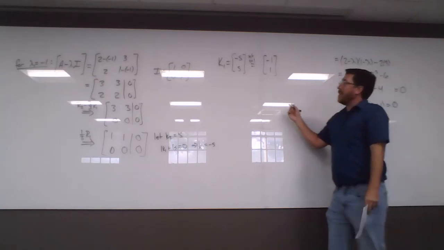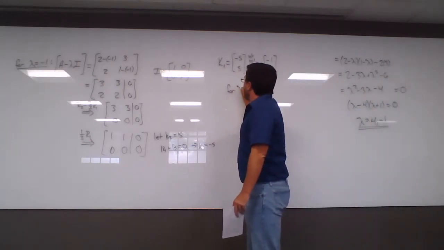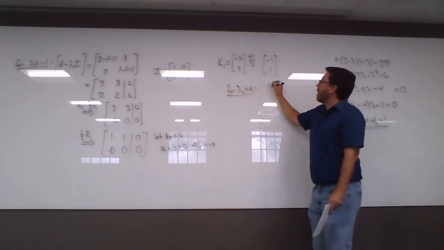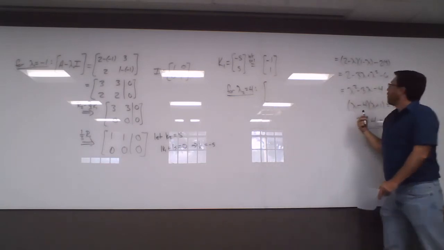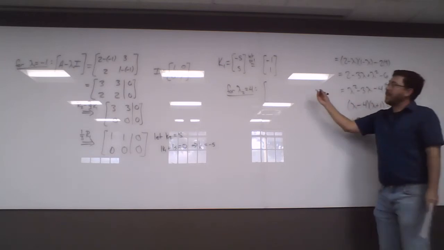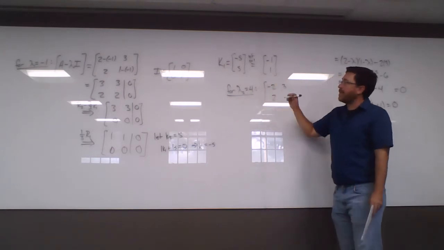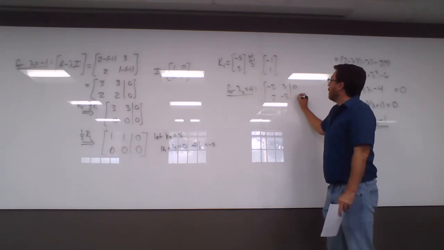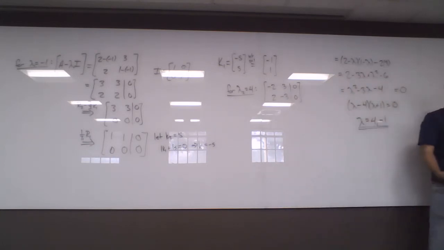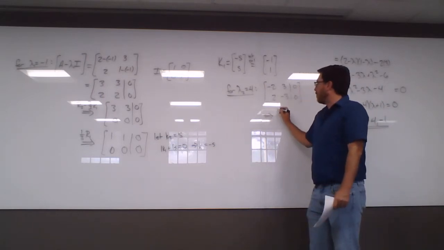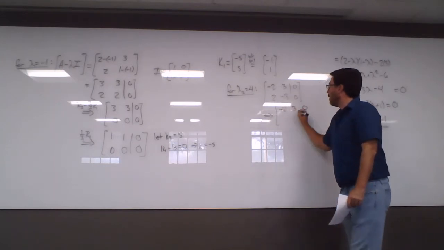And then we're just going to do the same thing for the second one. So for lambda 2 equal to 4, I'm going to have 2 minus 4 is -2. And then 3 stays the same, 2 stays the same, and then 1 minus 4 is -3. And then I'm going to augment that again with the 0 vector here. Obviously, if I just add R2 to R1, or R1 to R2, I'll get zeros in that second row.